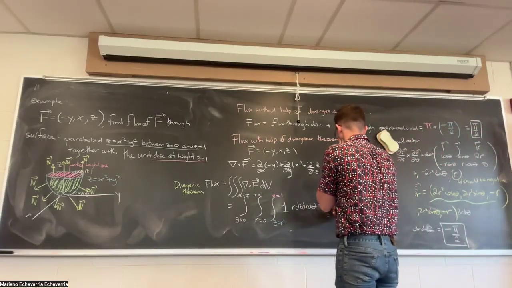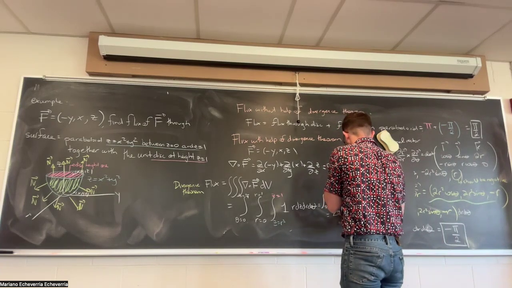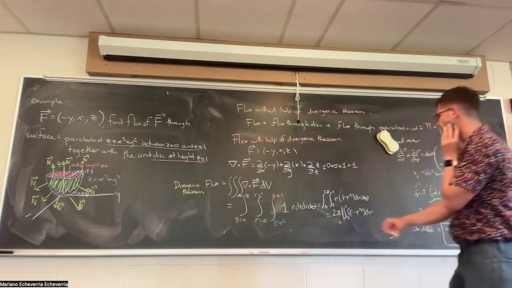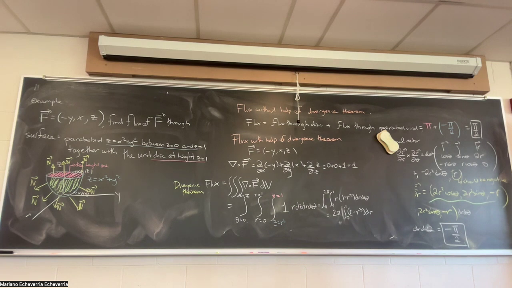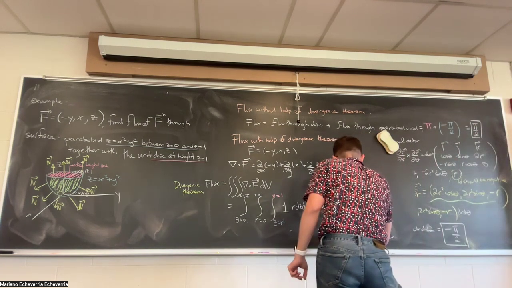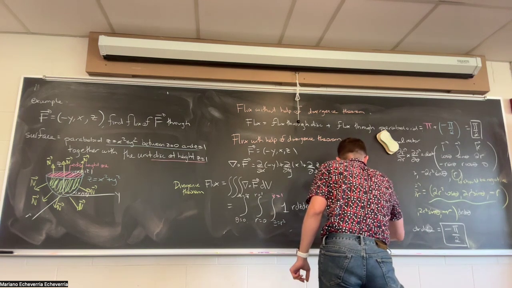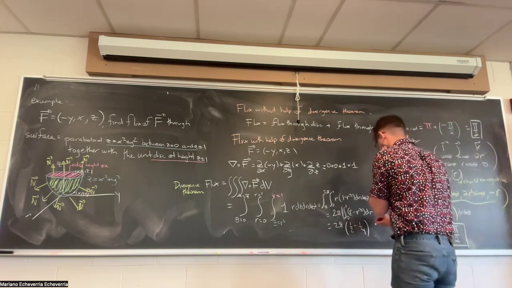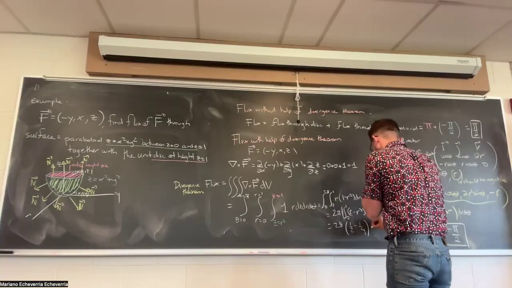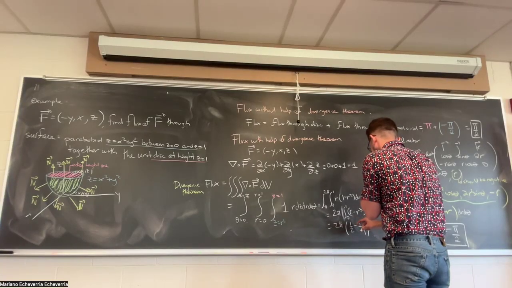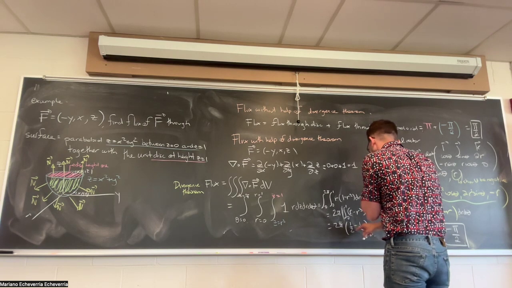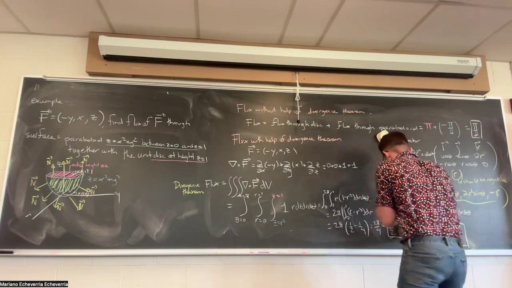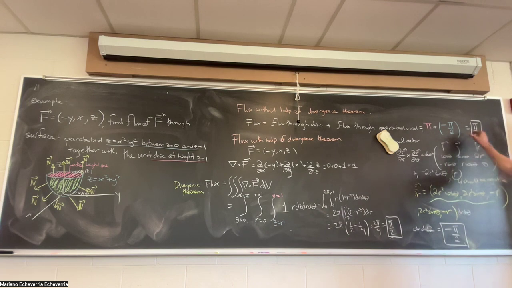And that is 2 pi times the integral from 0 to 1 of r minus r cubed dr. There's nothing that depends on theta, so you can just do the integral for theta first. So you get 2 pi times (1/2 minus 1/4). That's what you get if you integrate it out. So this gives you 1/4, so 2 pi over 4, which is pi over 2. And that's exactly that, right?